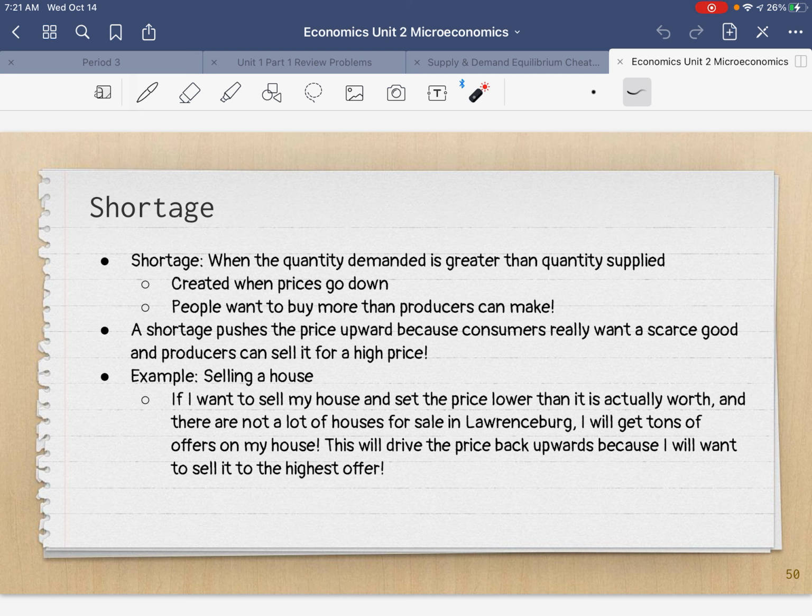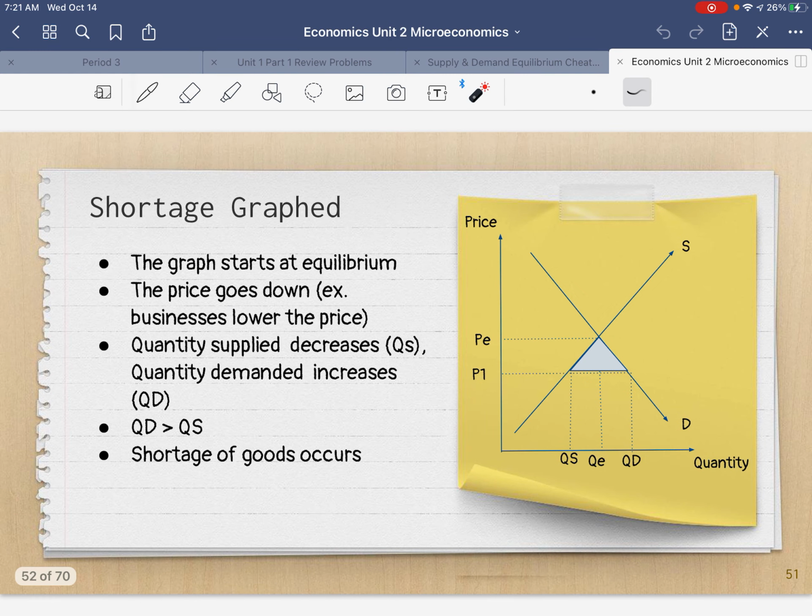Let's see this on a graph. So here is a regular supply and demand graph, okay? We've got our supply and demand, our equilibrium point, and our equilibrium price and quantity, okay? So the graph starts right there. Then the price goes down without the supply and demand curve shifting. Don't be shifting curves anymore, okay? Not on these problems. Without supply and demand curve shifting, we move the price to a new level, move it down. So it started at equilibrium, we move it down to here, okay?